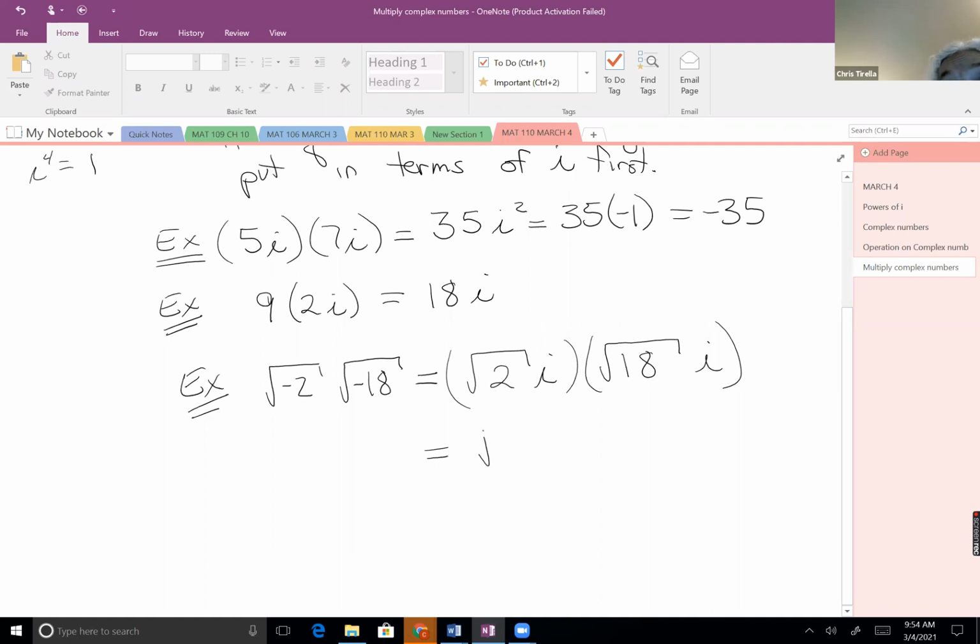Radical 2 times radical 18 would be radical 36. i times i would be i squared. And so that gives me 6 times -1, or -6. Please realize if you would have tried to multiply before you put it in terms of i and multiplied those radicands, you would have gotten a different answer. With these, it's very important that we put them in terms of i before we do anything. That went all right.